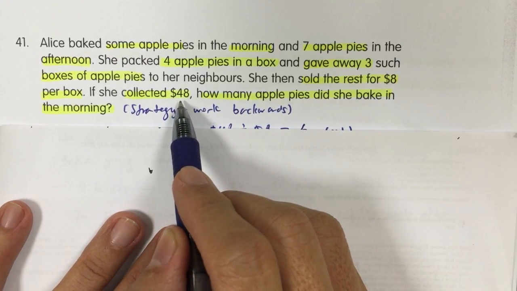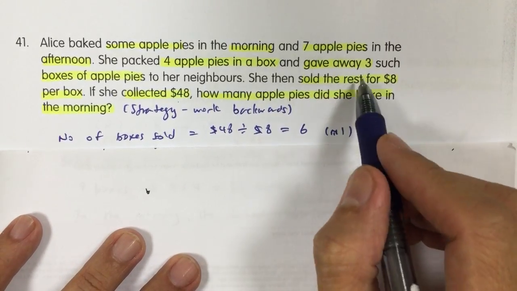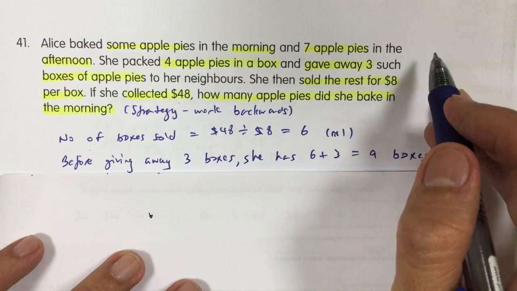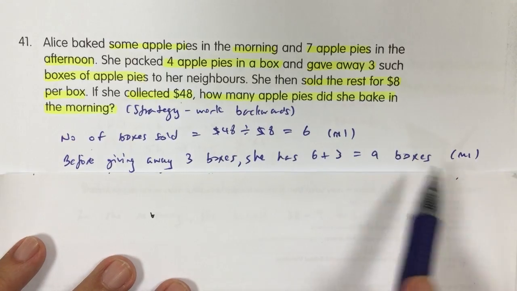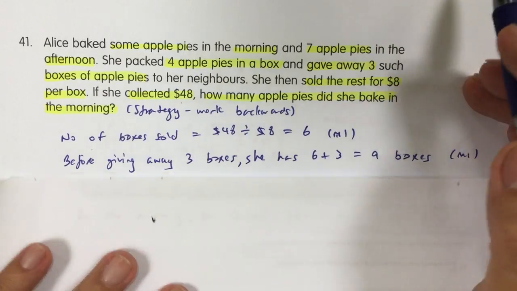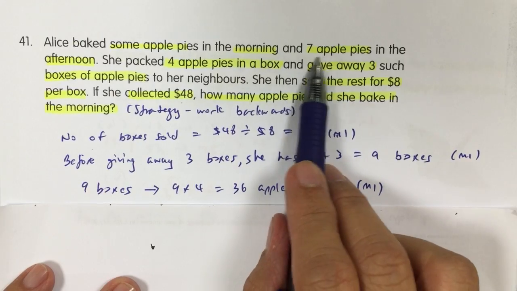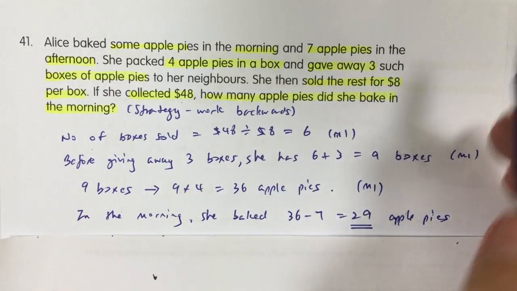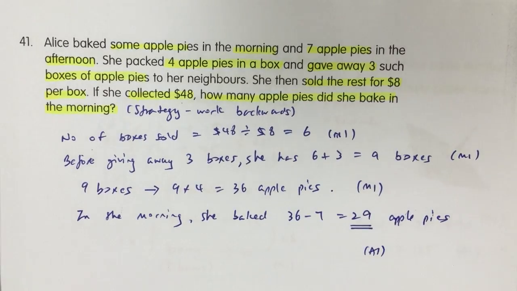So number of boxes sold, 48 divided by 8, 6 boxes. 6 boxes, she gave away 3. So at first, she should have 9 boxes, right? So 6 plus 3. And 1 box has 4 apple pies. So total number of apple pies, 9 times 4, 36 apple pies. Afternoon she makes 7. So 36 minus 7 will give me the morning. 29 apple pies she baked in the morning. Answer 29.